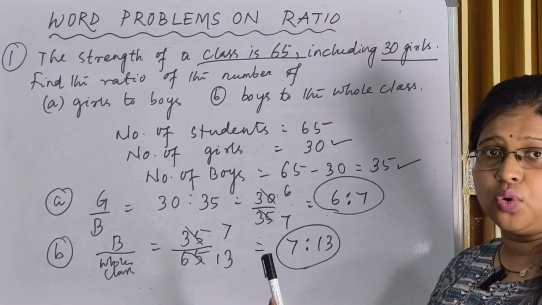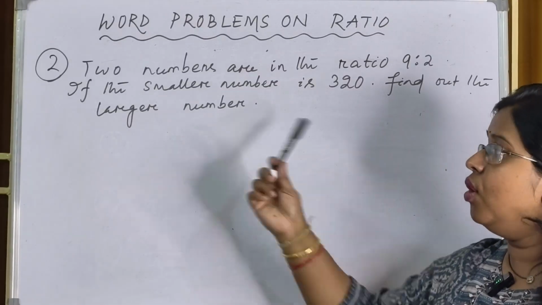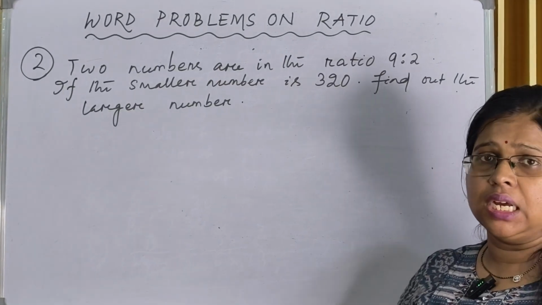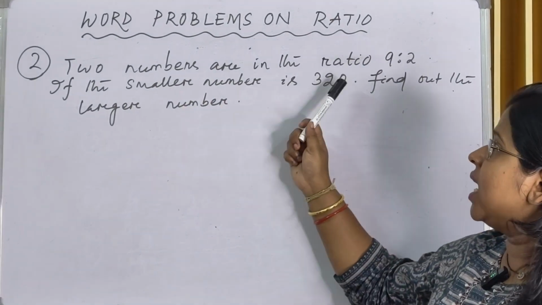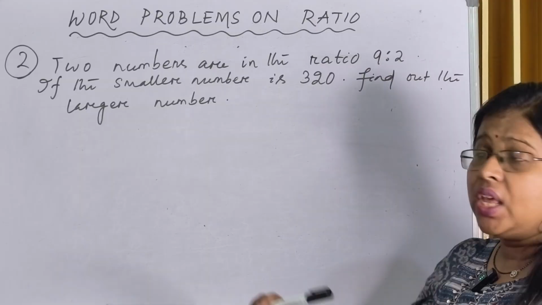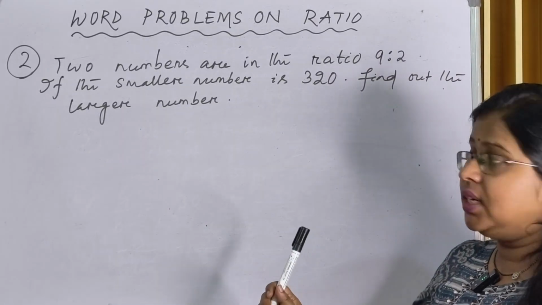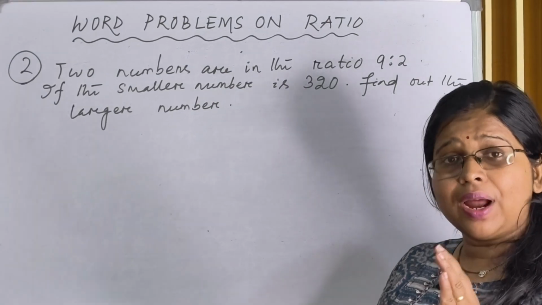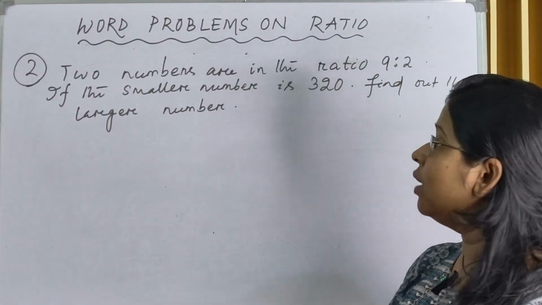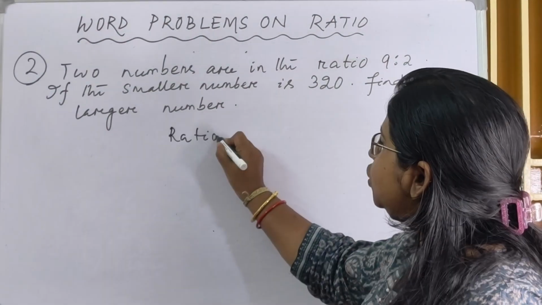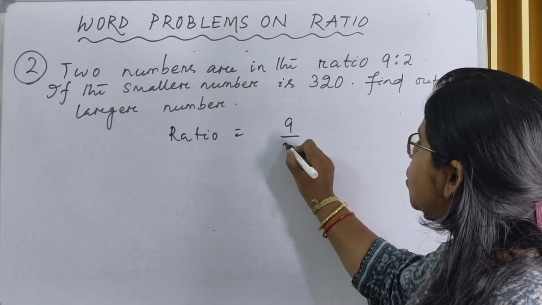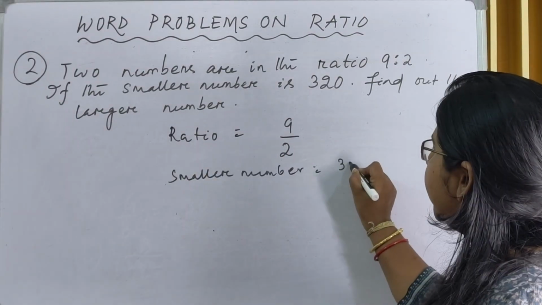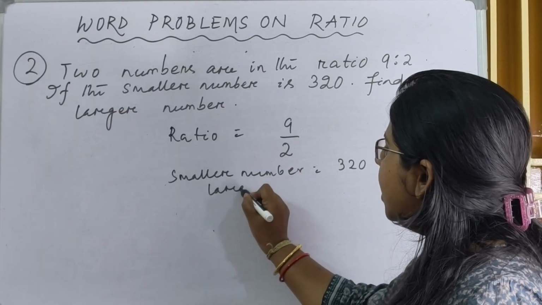Easy, right? So let's go for the second one. Students, now on your screen you can see a very important question. Many times this question comes in the exams. Two numbers are in the ratio 9:2. If the smaller number is 320, find out the larger number. As we have already discussed, whatever is given in the question we have to note down first. The ratio of the two numbers is given as 9:2, right students? And the smaller number is given, 320. We have to find out the larger number.